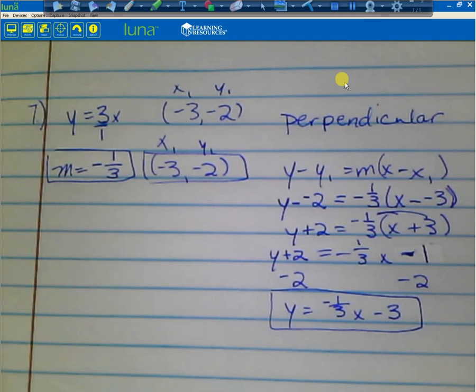All right, so if you went ahead and worked this out on your own, you should have gotten y = -1/3 x - 3. That is the slope-intercept form equation for a line that is perpendicular to the given line, y = 3x, and passes through the point (-3, -2). You can see all the work over here. You need to get all of that down. You need to check your answers and figure out if you went wrong, where you went wrong, correct your mistake, and get the correct work written down before you move on.